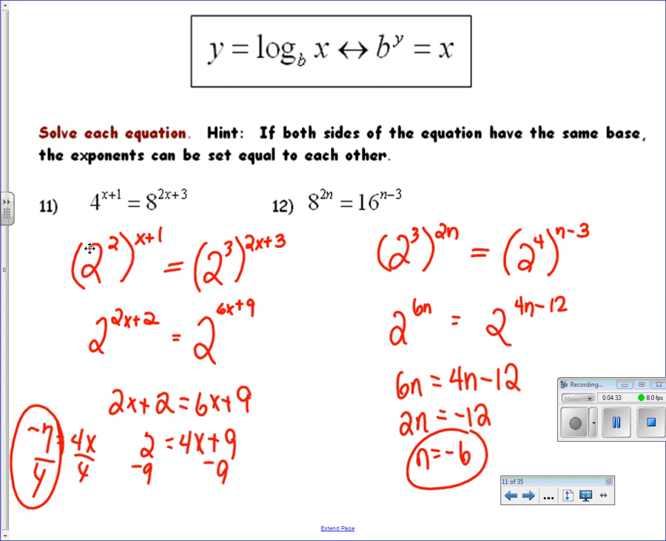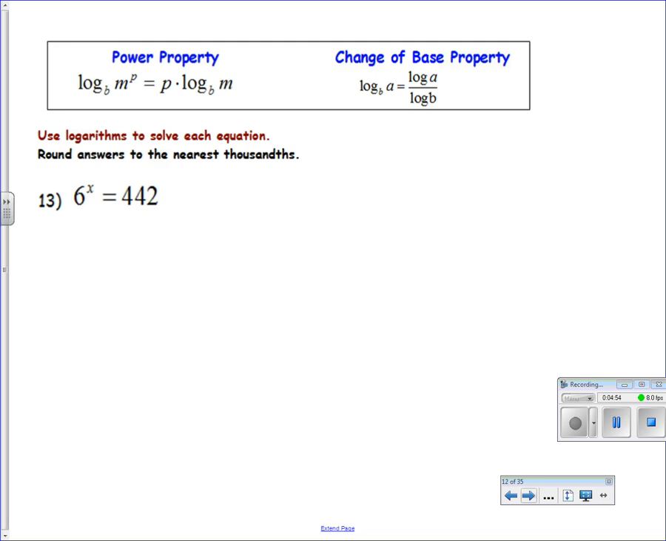What do you think? We're not done yet. We're close. You went through the first part, so we're good. Well, what if the bases can't match? Oh, yes, we can do it. So anyway, 11 and 12 is talking about if you can make the bases match, make the bases match. Okay, what if I can't?